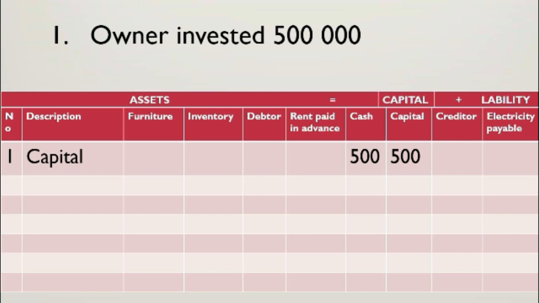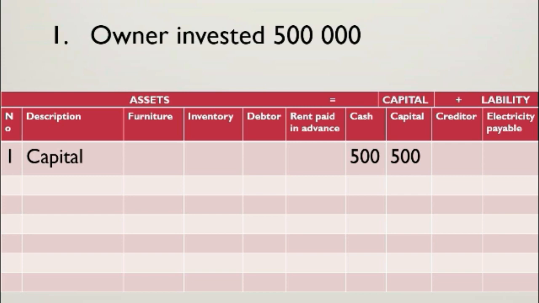So here the owner is investing 500,000. So cash will increase by 500,000. So we can go to the cash column and enter 500,000. At the same time, when the owner is investing, the owner will have a residual interest towards the business. That is called ownership or capital. So when he invests 500,000, at the same time, the owner will have ownership worth 500,000. So ownership means capital. So capital will also increase by 500,000.